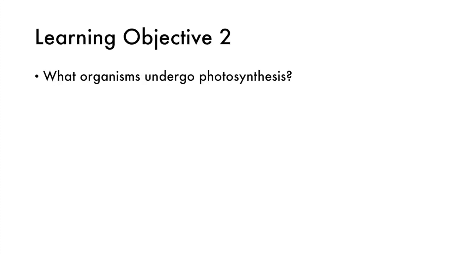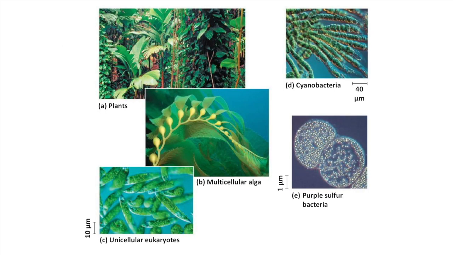Okay, learning objective 2. This is fairly straightforward. What organisms undergo photosynthesis? Well, certainly plants undergo photosynthesis, as do the things that we call algae. Algae are essentially eukaryotic organisms that aren't plants, but that do photosynthesize. Some of them are large and multicellular, like seaweeds and kelps. But then there are a lot of unicellular algae out there that you might have growing as pond scum or something like that. And their contribution to photosynthesis is significant.